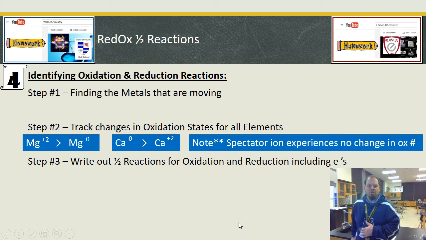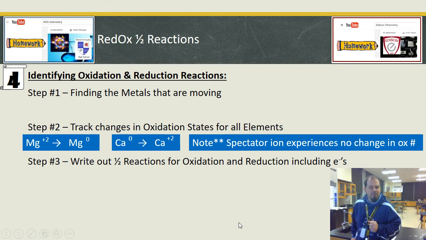Okay. Note the spectator ion experiences no change in oxidation numbers, and in this case, it is going to be generally the negative compound or the negative ion within the compound. Generally, if it's a polyatomic, that really helps, those things never change their oxidation numbers.